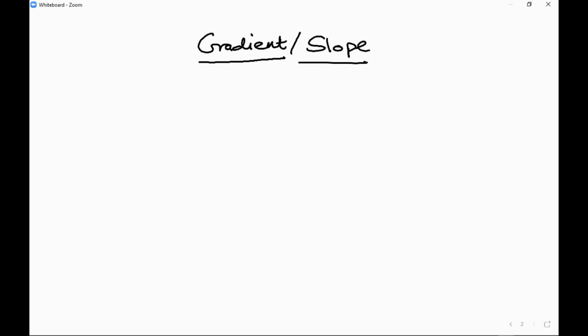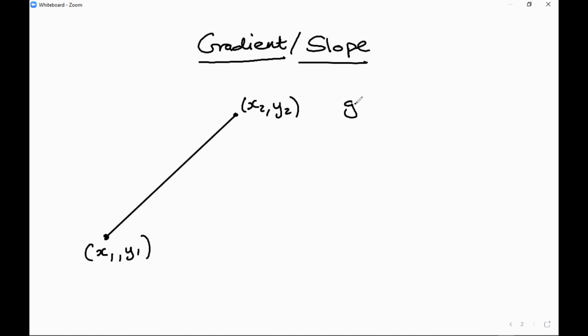So let's suppose I've got 2 points. All right, that's okay. So if I've got x1 over here and y1 over here, and it goes to x2 over here and y2 over here, then the gradient is known as the change in y over change in x. You basically take y2 minus y1, divided by x2 minus x1.